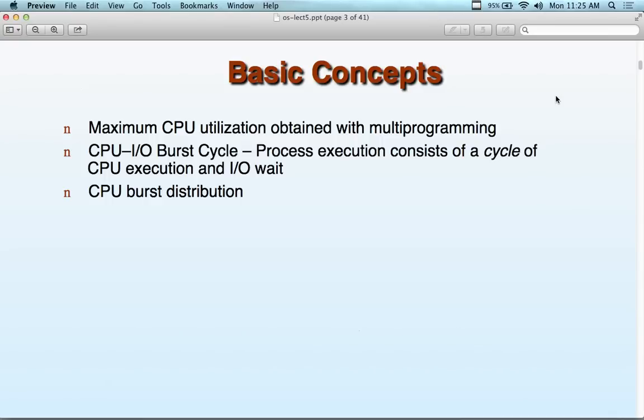We double click on a program and run a program. If that program was running on an island of its own, it'd get 100% of the CPU time. The CPU would just read each one of the instructions and process it. Send it to here, send it to there, no problem.